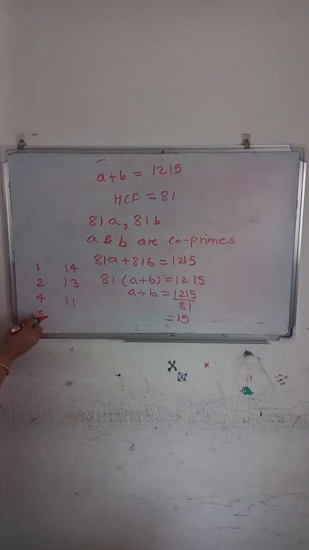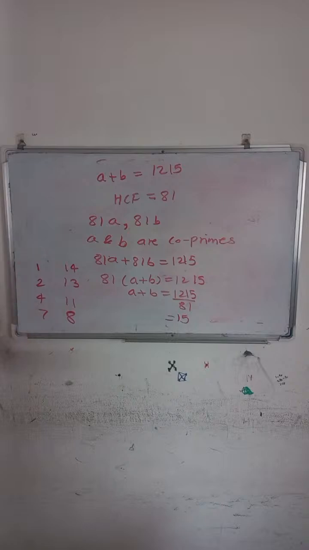Then we can take 5 or prime numbers. So 7 into how much can we take? Not 5, 8. So these are the possible 4 pairs we can do. As they are co-primes, the pairs are 1 and 14, 13 and 2, 11 and 4, and 8 and 7. These are the possible combinations because A and B are co-primes, so choose accordingly.